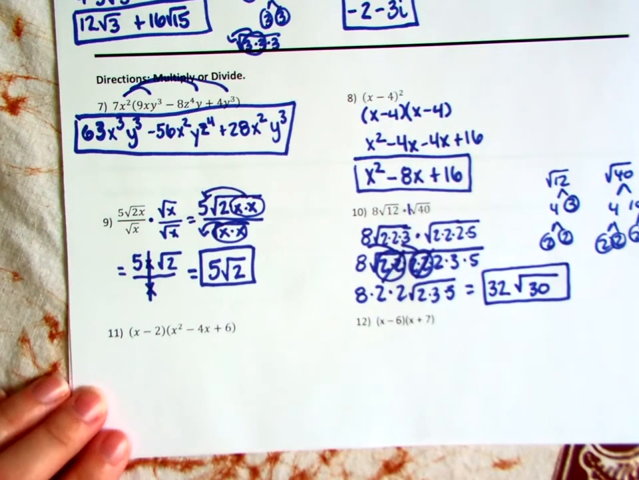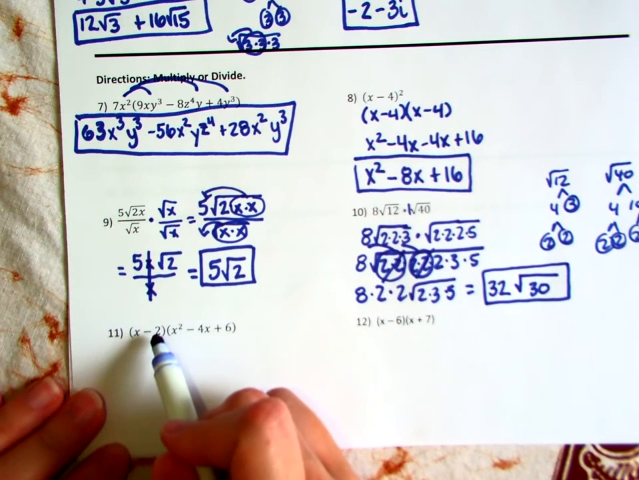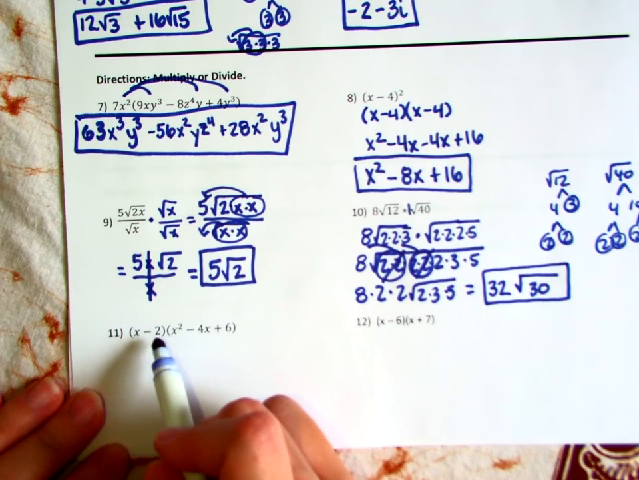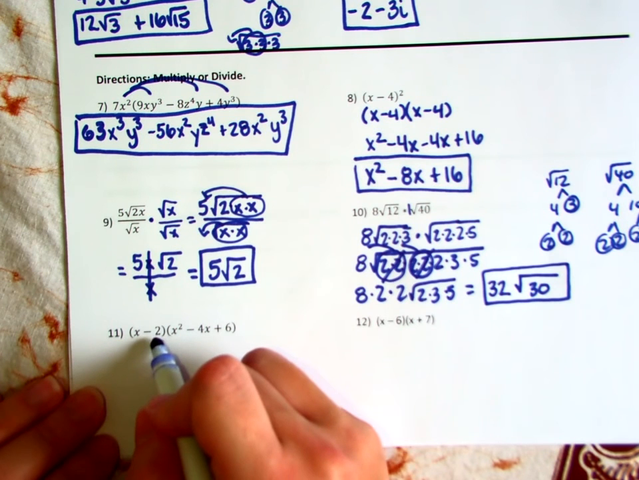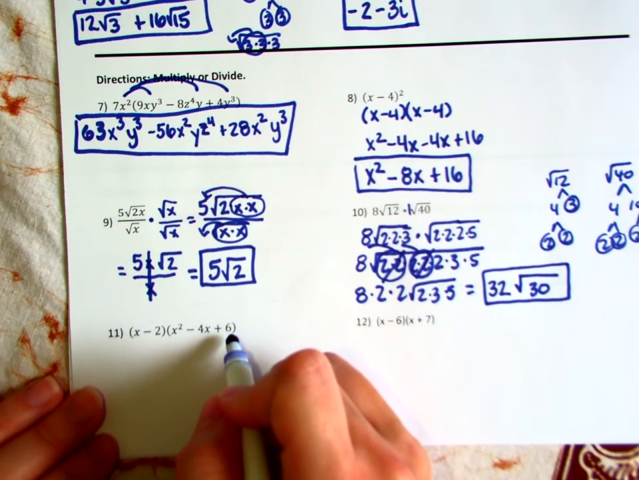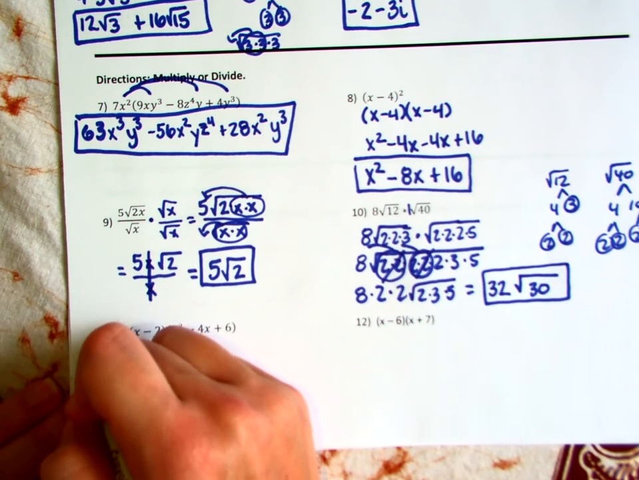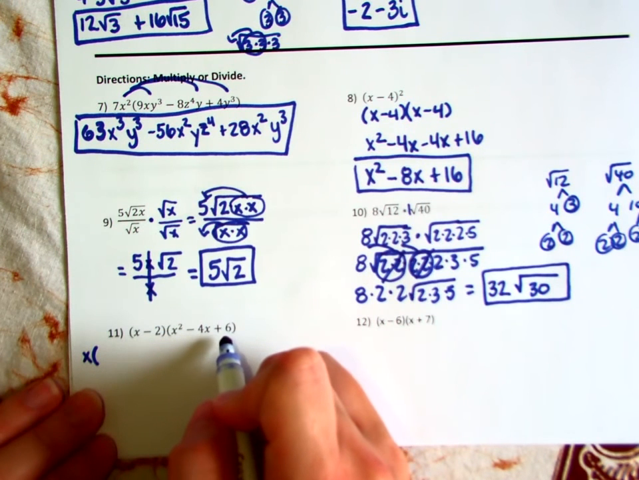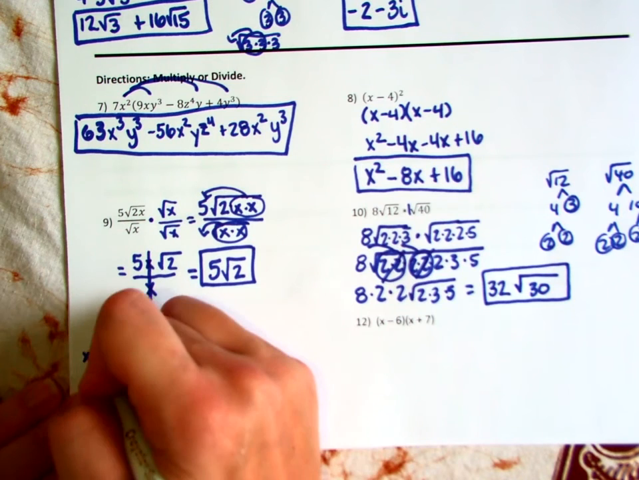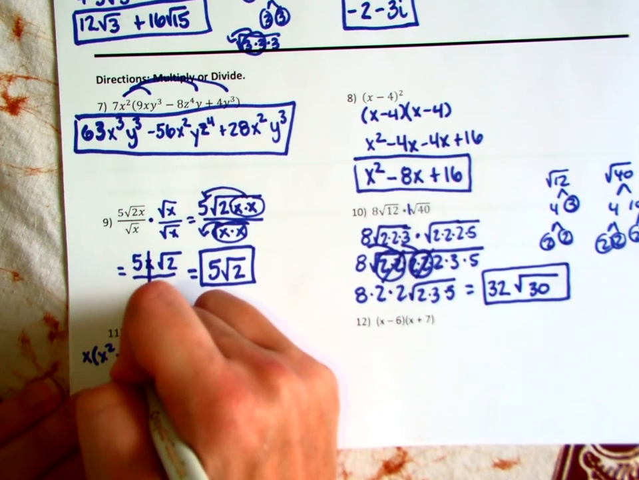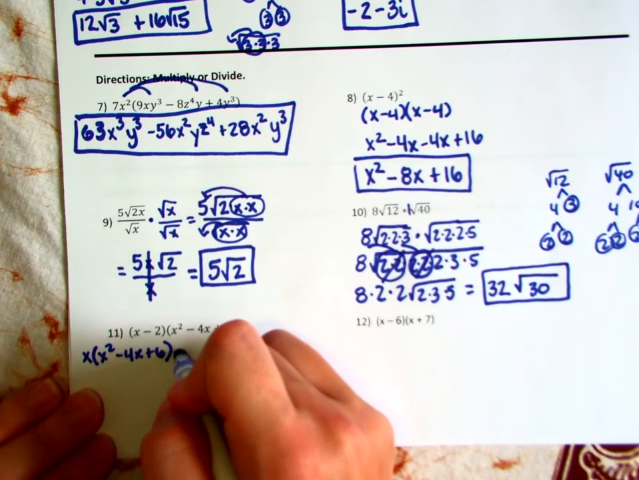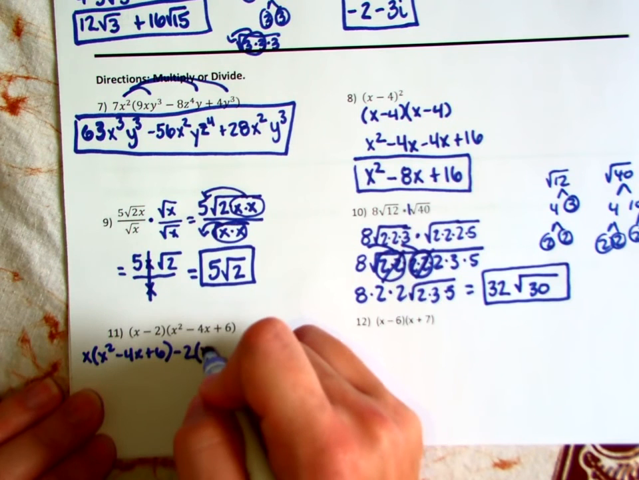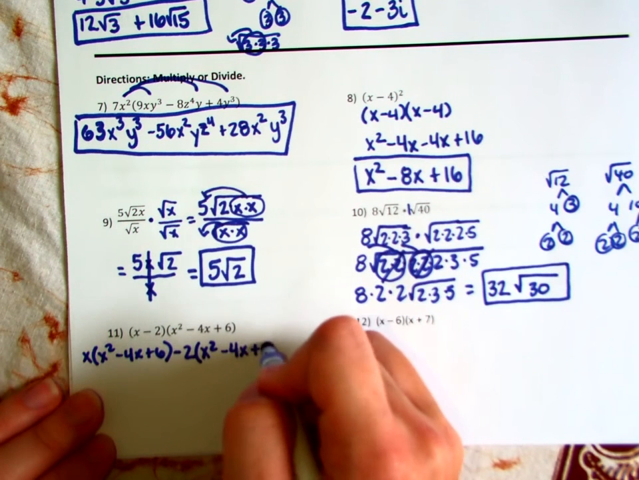All right, number 11 is something that we did not emphasize too much in class, because you've usually only done a binomial times a binomial or a monomial times a trinomial like we did up here. So number 11, when you have a binomial times something larger than a binomial, you're going to have to split it up. So this x comes first, and you're going to multiply it times everything inside this parentheses or the trinomial. So x squared minus 4x plus 6. Then we're going to put minus 2, and we're going to do the same trinomial. And I will show you again where this came from in a minute.